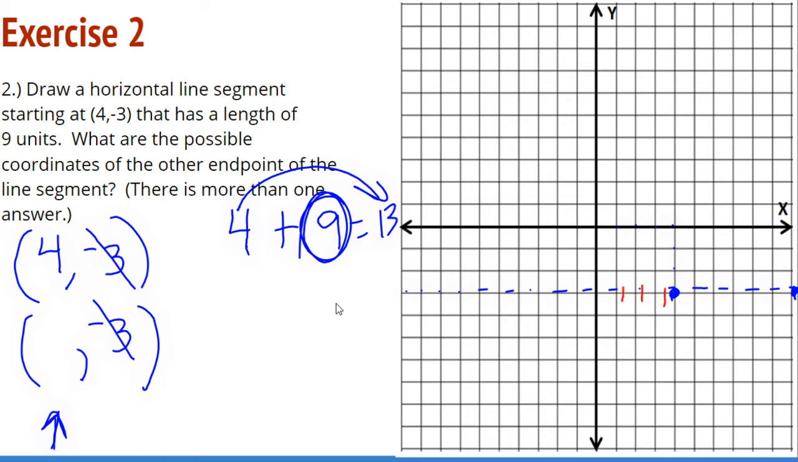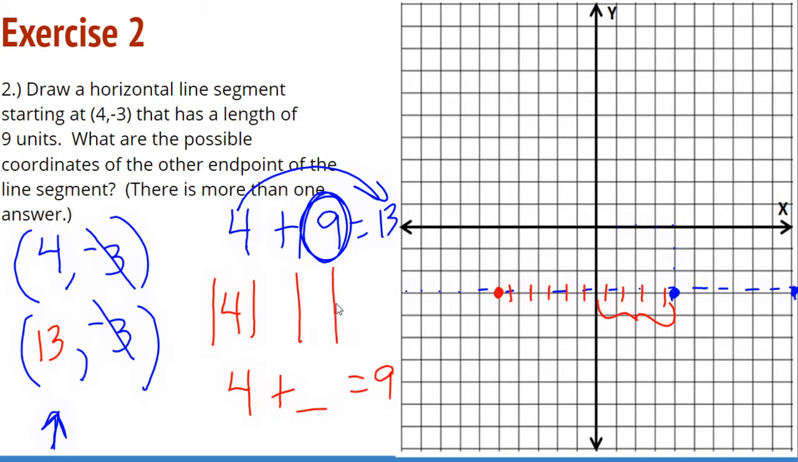1, 2, 3, 4, 5, 6, 7, 8, 9. Now I'm 9 units, but instead of going to the right, I'm going to the left. If that were the case, instead of having 13 comma negative 3, what would I have? Well, I had an absolute value of 4, and I needed 5 more. So I had the absolute value of 4, and I needed to get to 9. So 4 plus some number is going to get me to 9 units.